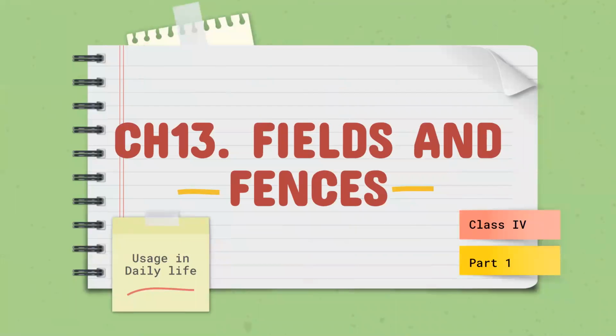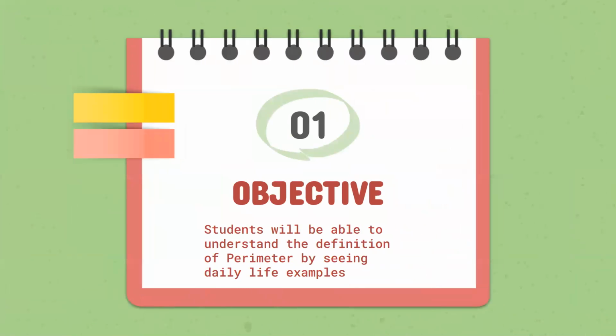Today we're going to learn about Chapter 13 Fields and Fences from Class 4 Part 1, Usage in Daily Life. The objective of this chapter is that students will be able to understand the definition of perimeter by seeing daily life examples. Students perimeter का definition समझ पाएंगे by looking at daily life की examples.